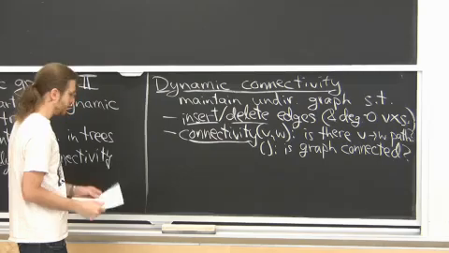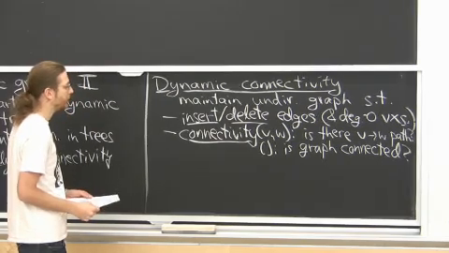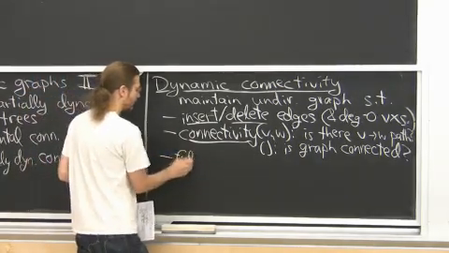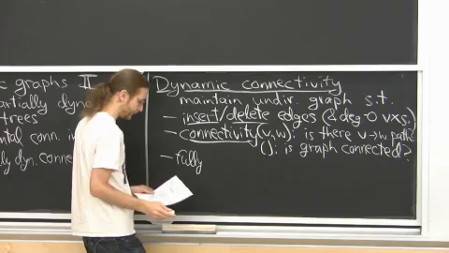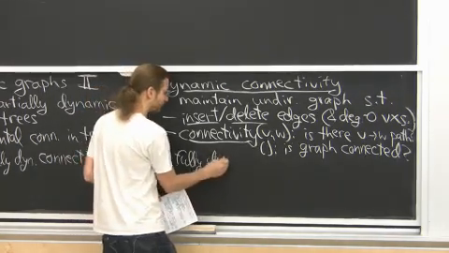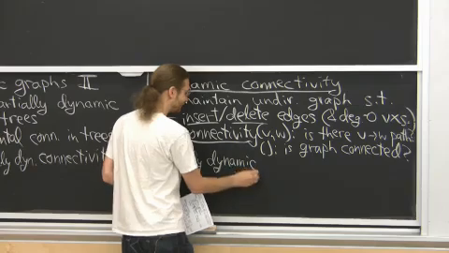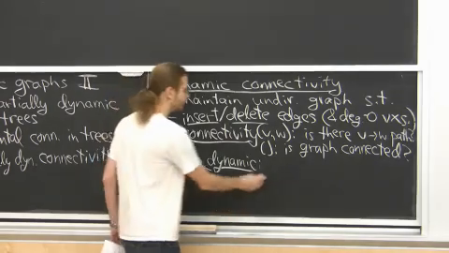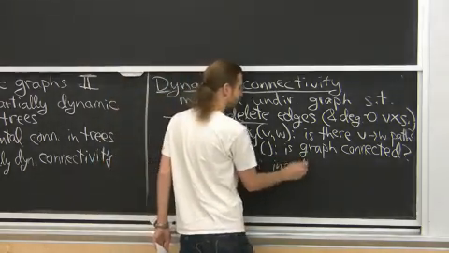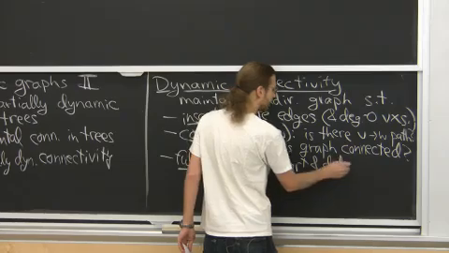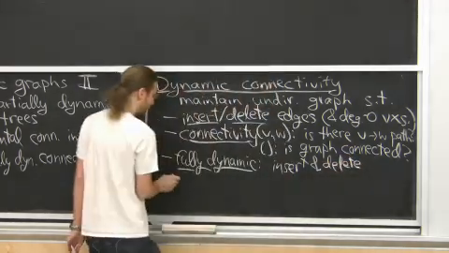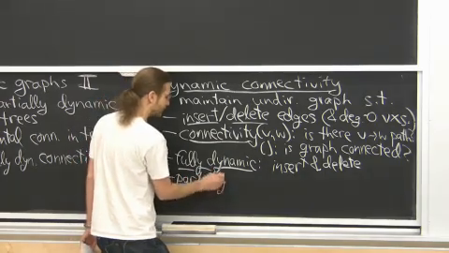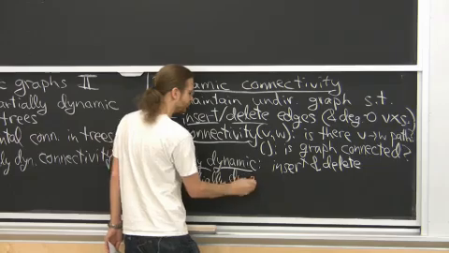Okay, so that's the problem in general, and I want to just introduce some terminology, kind of like when we had partial and full persistence. There's also partial and full dynamicness. So a fully dynamic data structure is one where you can do inserts and deletes of edges. And a partially dynamic data structure is one where you can do inserts or deletes.